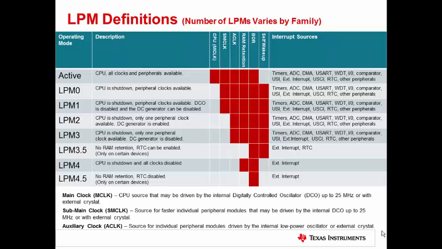LPM 3.5 and LPM 4.5 are available only in some devices, but developers can achieve the lowest power consumption in these modes at the expense of longer wake-up times and no memory retention. In LPM 3.5, the RTC can still wake up the device in addition to external interrupts. Different low power modes turn off different clock sources, so it's important to place needed peripherals on clock sources that can run in the lowest power modes possible, but still support the clock frequency needed for the peripherals.